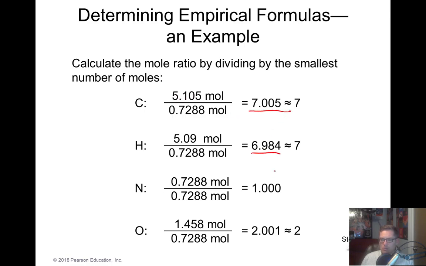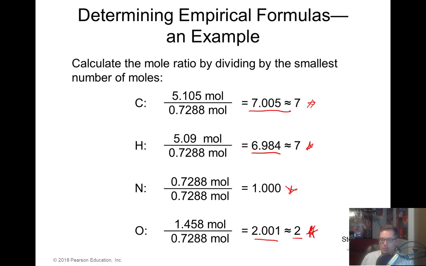Now, if it's really close to a whole number, you can go ahead and round it. So 7.005 is really close, so you can round it to a 7. 6.984, round it up to a 7. 1.000, that's obviously what you're going to get because you're dividing a number by itself. And then down here, this becomes 2.001, close enough to a 2. All right, so we don't have to multiply to the whole. So we divided by small. The last step is multiply till whole.